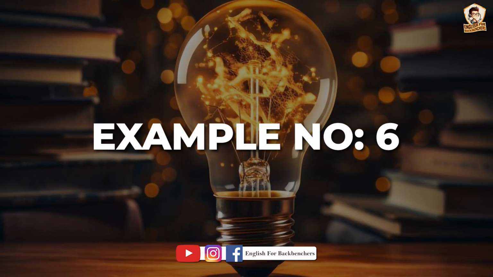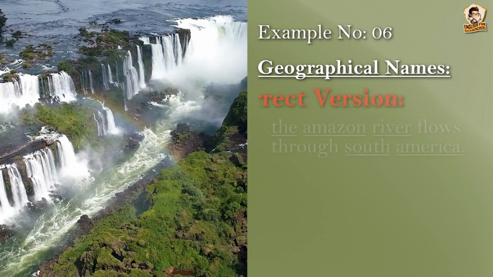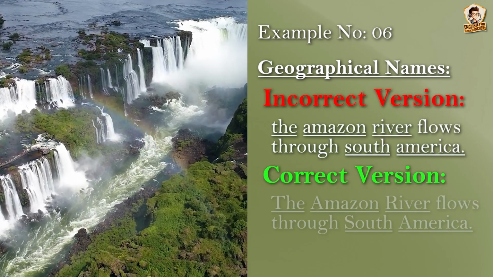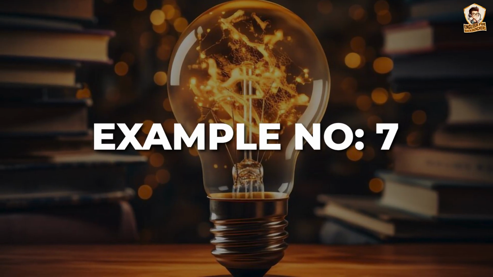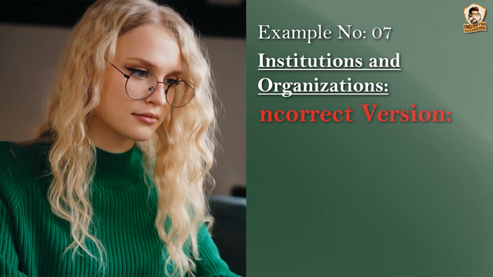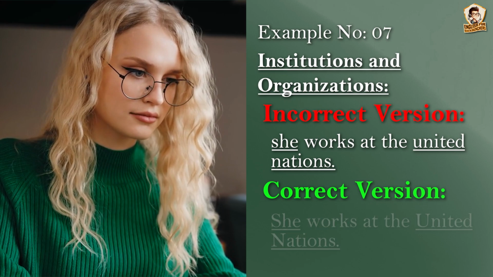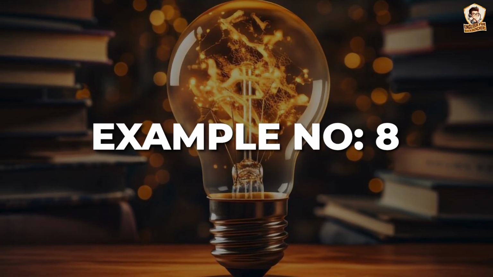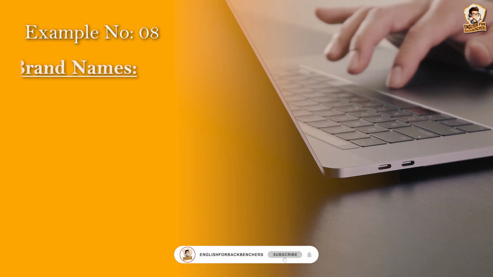Example number 6. Geographical names. Incorrect version, correct version. Example number 7. Institutions and organizations. Incorrect version, correct version. Example number 8. Brand names.